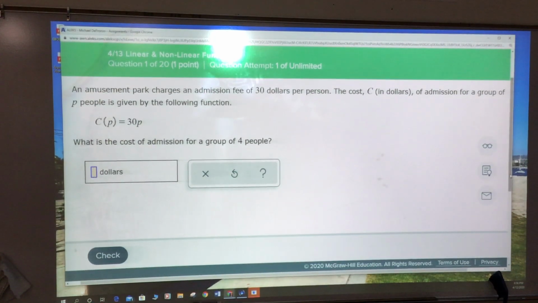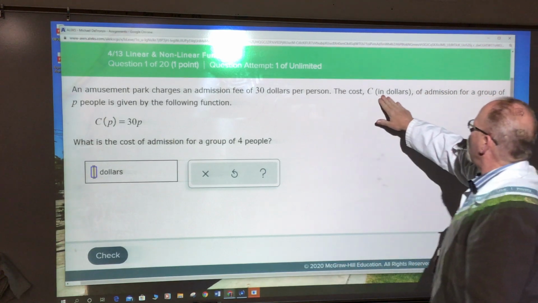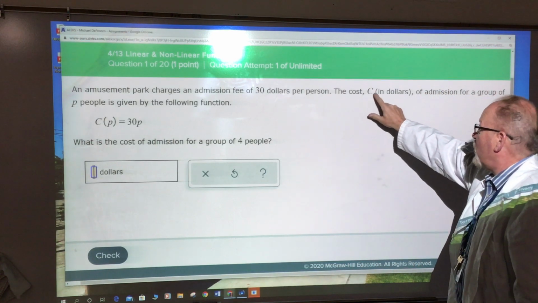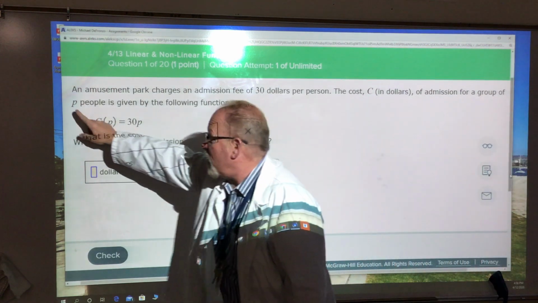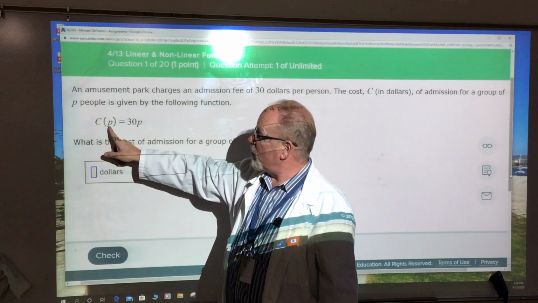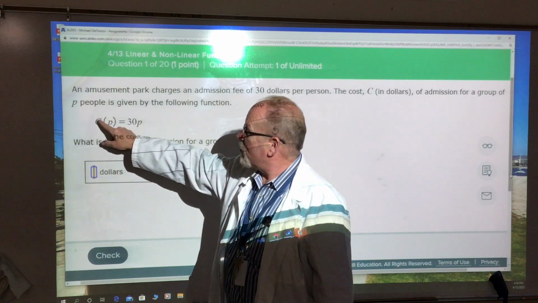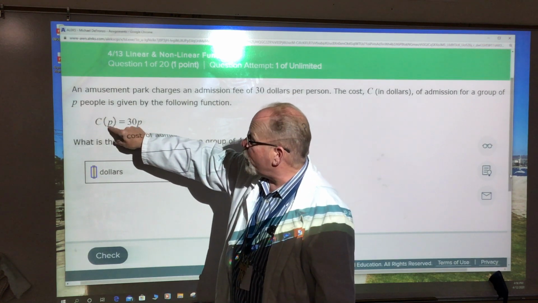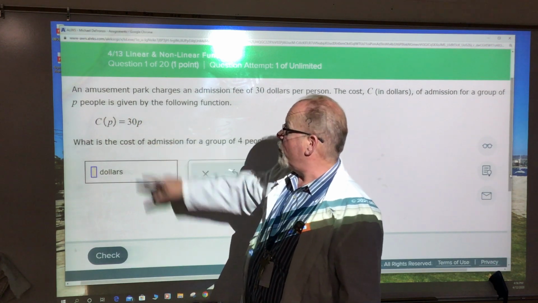Hello, 8th grade. An amusement park charges an admission fee of $30 per person. The cost C in dollars of admission for a group of P people is given by the following function. Cost of the people equals 30 times the people. In other words, the cost of some number of people equals 30 times that number of people.